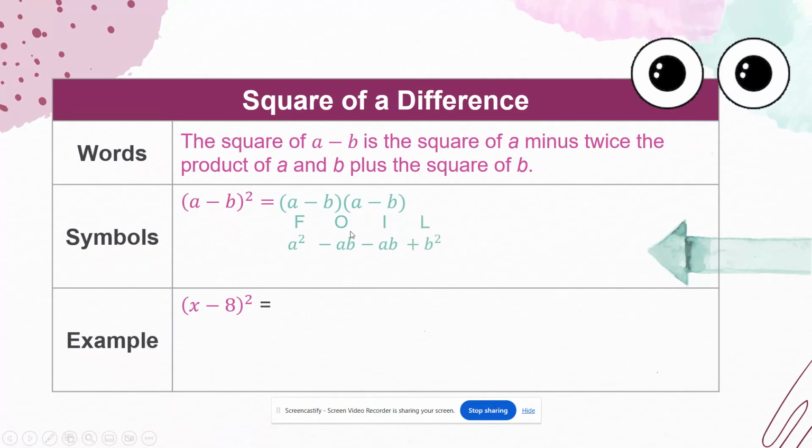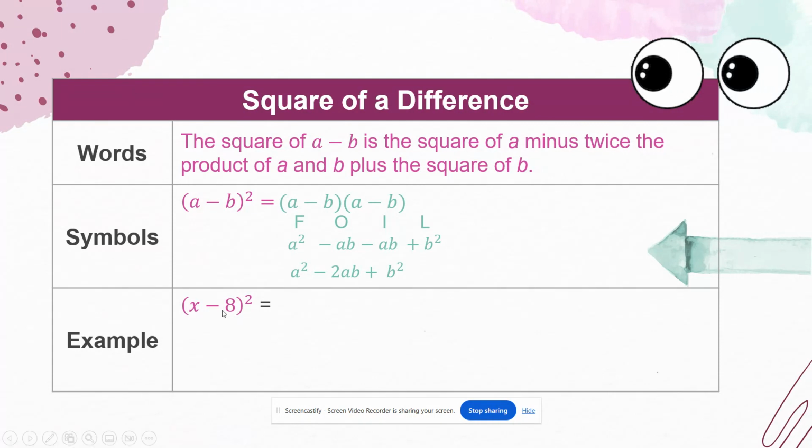Now when we notice my like terms, they're in the middle again. Negative AB minus AB is going to end up giving me negative 2AB. So I'd have A squared minus 2AB plus B squared. Okay, so this is very, very similar to the square of a sum with the exception of some sign changes. Okay, so let's take a look at an example.